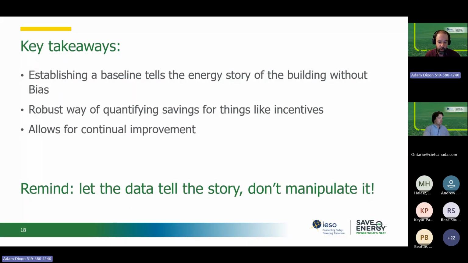And it is a robust way of quantifying savings for things like incentives. If you dive into that stuff, it is the best way to do that. And it allows for continual improvement, which in my opinion is the most important. As we move forward, our buildings become more efficient. How do we find more efficiencies in them? Because the savings are getting smaller and smaller with the projects you do. So rebaseline, rebaseline, rebaseline. And a reminder: let the data tell the story first. Do not manipulate data. Do not do baseline adjustments unless you absolutely have to at the end. Tell the story unbiased, then go back and do those things that you are required to do. So that's me done preaching for a bit.